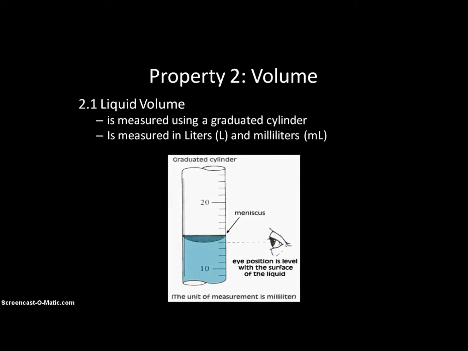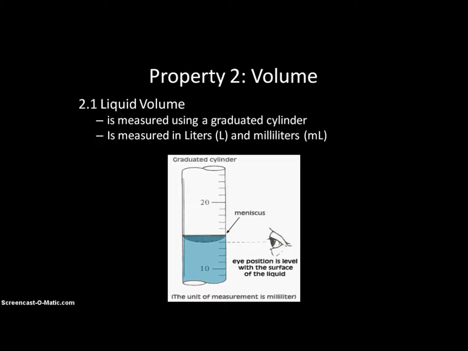Next, we're going to look at property number 2, volume. There are a few different things we can measure volume of. So the first thing we're going to start out with is liquid volume. Liquid volume is measured with a graduated cylinder, and its common units are liters and milliliters.